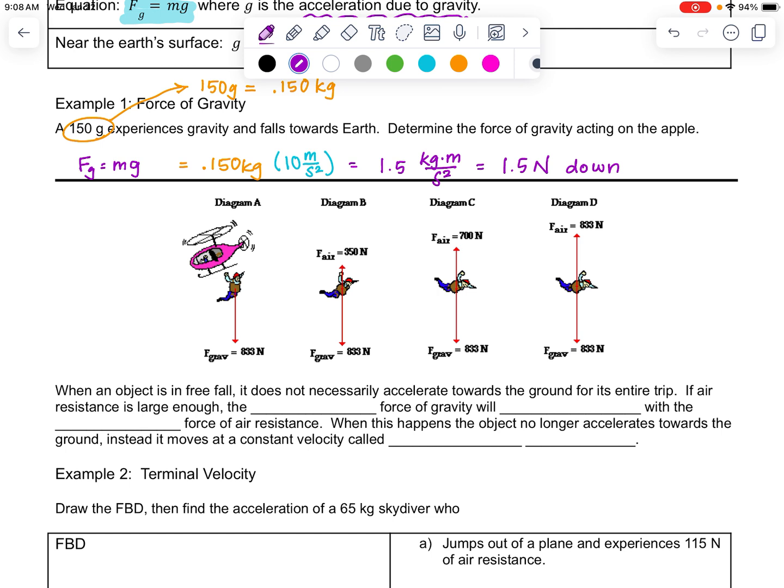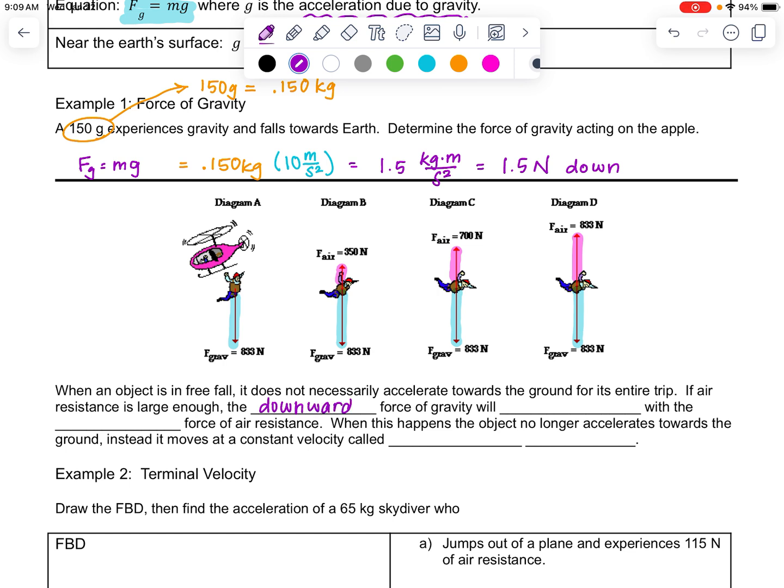When an object is in free fall, it does not necessarily accelerate toward the ground for its entire trip. Look. Here we go, gravity. Notice gravity has the same force all the way down, right? This is 833 newtons, but there's this thing called air resistance. Notice it's F air. You could also say that that's FD for drag. It increases over time because it has to do with speed, okay? How fast you're going.